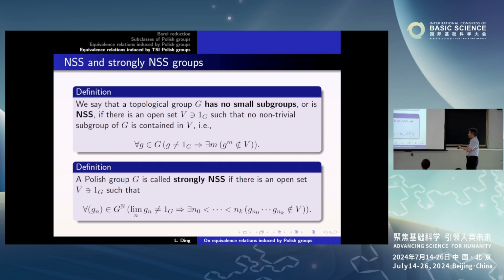We generalize this definition to so-called strongly NSS if there is an open set V such that for any sequence in G, if the sequence does not converge to the identity, then we can find finitely many indices n0 to nk such that g_n0 to g_nk is not in V.